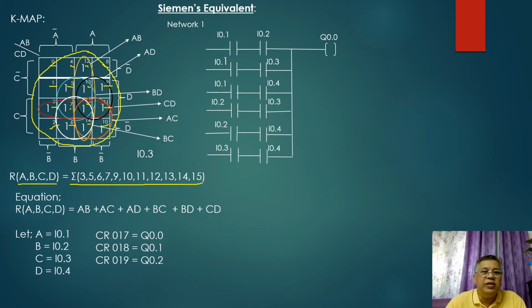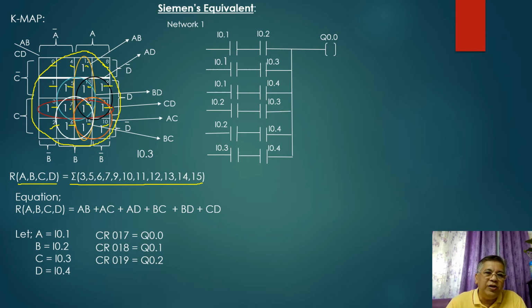Now, we obtain the equation by grouping the adjacent cells. The grouping is 16, 8, 4, 2, 1. The maximum grouping is 16, and if there are no 16 adjacent cells, we go to 8, and if there are no 8 adjacent cells, we go to 4. If there are no 4 adjacent cells, we go to 2, and then we have individual cells, 1. So in this case, there are no 8 adjacent cells. So we go to 4 adjacent cells.